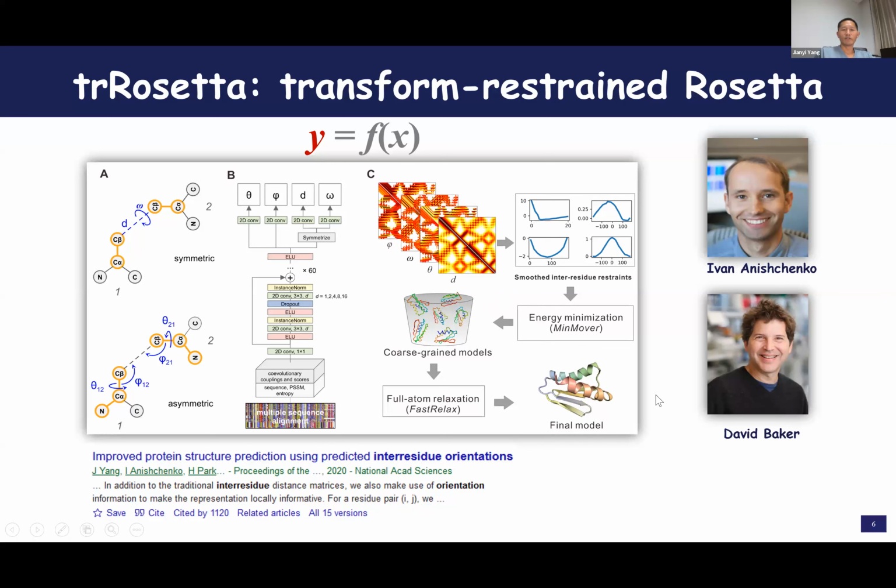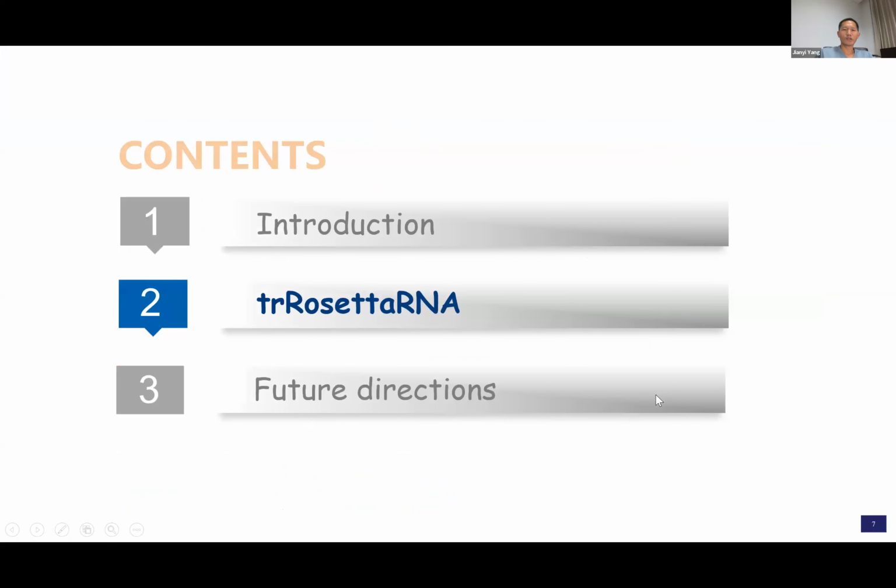So this is probably the story about protein structure prediction by our group using trRosetta. After this work was done, we wanted to move to RNA structure prediction, probably because AlphaFold 2 already made protein structure prediction very precise. Then how about RNA structure prediction? Based on our previous work, we are trying to extend it to RNA structure prediction. So this is the second part of my talk, trRosettaRNA.